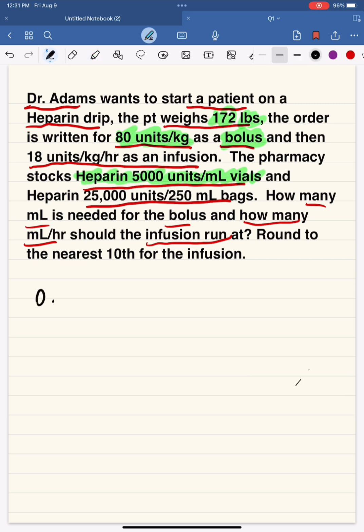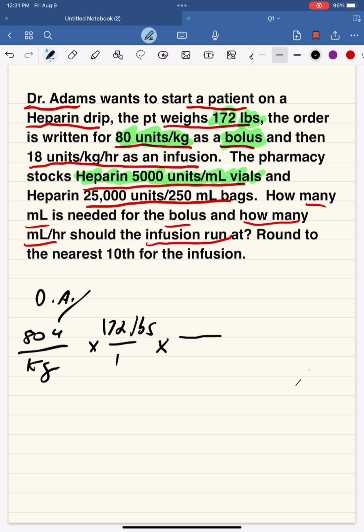Okay, so let's start with the bolus problem. We're going to do dimensional analysis. 80 units per kilogram is for the bolus. Patient weighs 172 pounds. We have to convert that to kilograms. And we know that 2.2 pounds is equal to 1 kilogram. So the pounds is going to be opposite to the pounds on top because they're going to cross out. So then it's going to be 80 times 172 is 13,760 over 2.2.